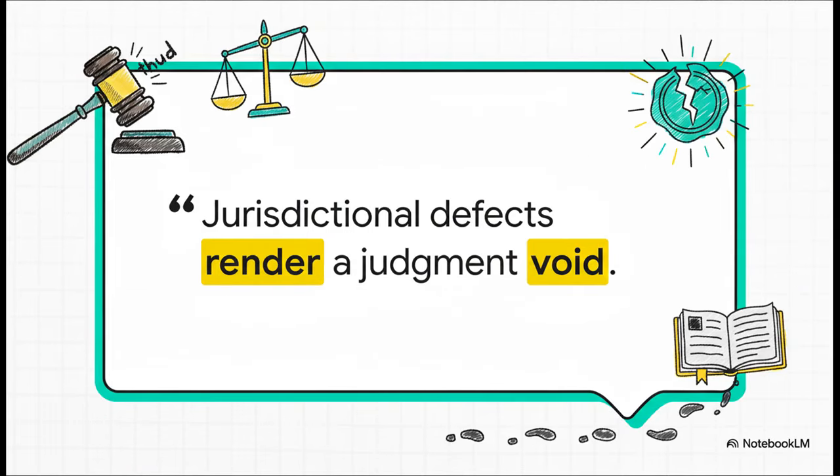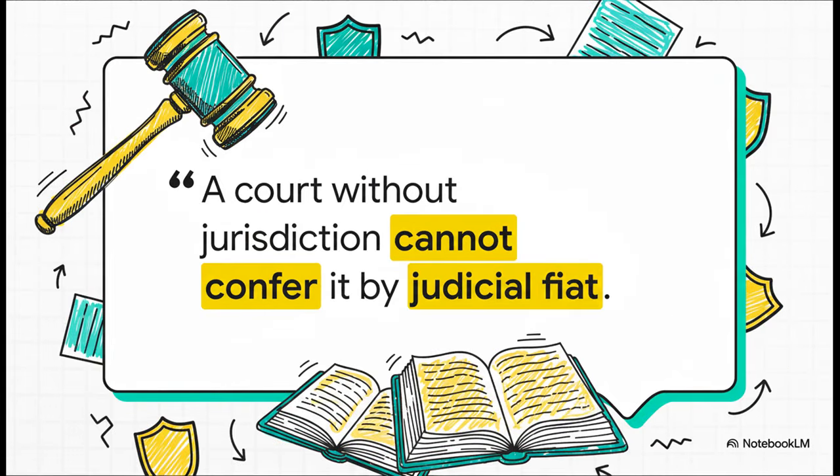And hey, this isn't just some quirky state-level thing. We're talking about the U.S. Supreme Court. They've been just as clear. In a case called United States v. Cotton, they confirmed that a problem with jurisdiction doesn't just make a judgment weak or flawed, it makes it completely void. This one really gets to the heart of it.